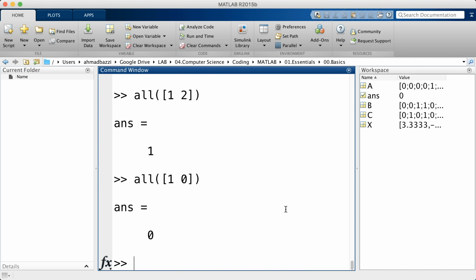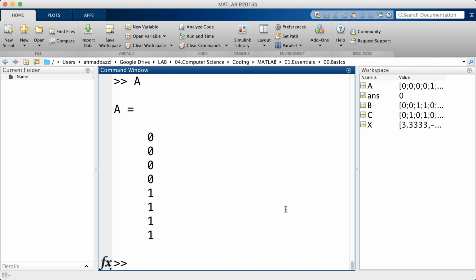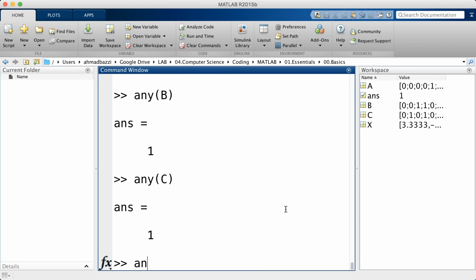Now next off we've got the any, which returns true. So any, let's say my A looks like this. Any will return true if any of the elements of A is non-zero. So it looks for one non-zero. If it finds a non-zero element, it returns true. So any A is true, B looks like this, and C looks like this. So we have at least one non-zero element, so all of them are true. It will only return false if I have all zeros as such.